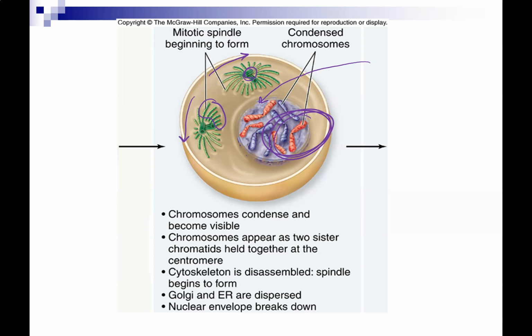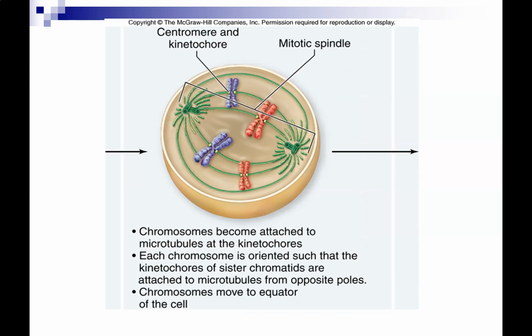So those are your 4 things. Chromosomes condense, 1. Nuclear envelope breaks down, 2. Centrioles begin to move, 3. Spindle fibers form, 4. You know those 4 things? You cannot be fooled. That is prophase.